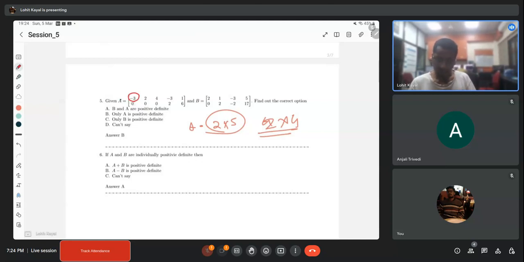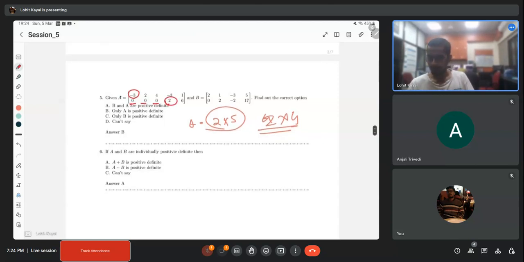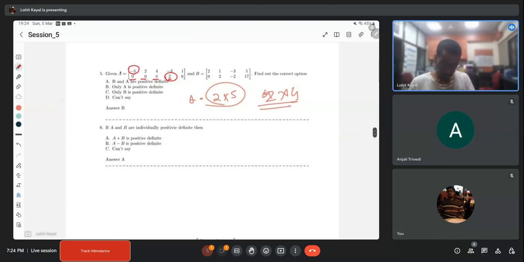The second pivot element will appear in the new row. These first three elements are zero, and we do not consider zero as a pivot element. This is the second pivot element, the obvious choice because it is the first non-zero number appearing after three zeros. Here this is minus 3, this is 2. Both of them are not greater than 0, so this is not a positive definite matrix.